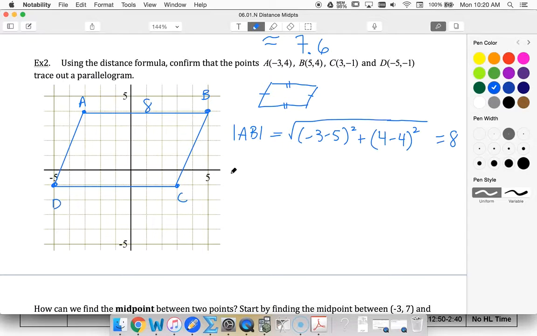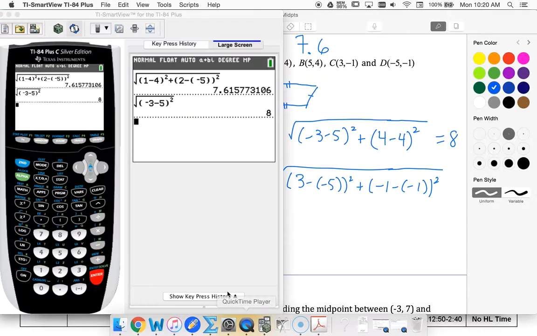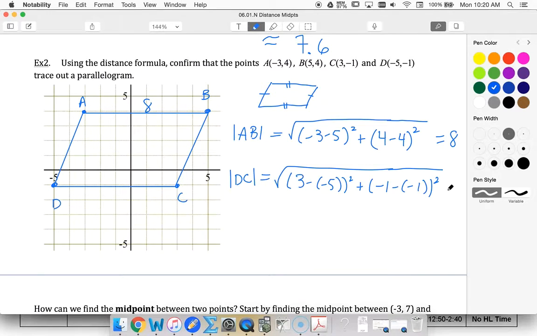Let's check DC. Square root of, let's subtract the x values. 3 minus -5, plus -1 minus -1. Of course, that's going to make another 0, so that's great. It goes away. So now I have square root 3 minus -5 squared, and I get 8. So these have the same length, and they're parallel. We must have a parallelogram.